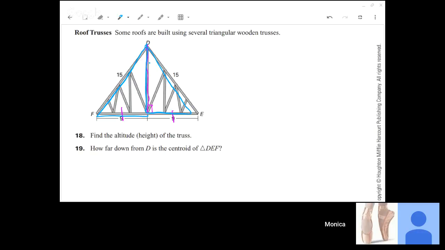So can we use something to calculate the length of that side now? Yes, Alicia, Pythagorean theorem. So you're going to use a squared plus b squared equals c squared, and then solve for b. So does that make sense for number 18?